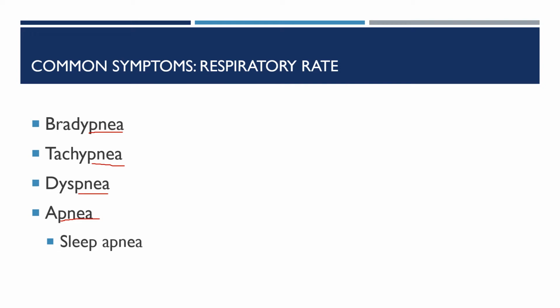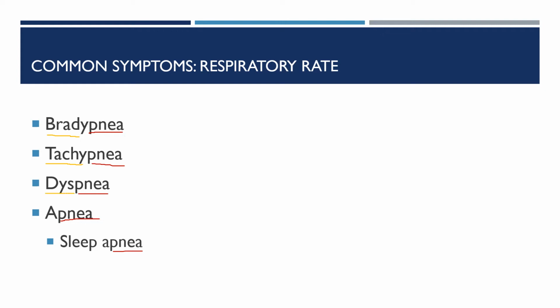PNEA means breathing. So all these terms relate to breathing. What are the prefixes that we're putting on them? Well, first is Brady, and Brady, if you recall, means slow. We pronounce this bradypnea, and bradypnea is a slow respiratory rate. Similarly, tachy, if you think of a tachometer in a car, how fast it's going, tachy means fast. Tachypnea is a fast respiratory rate.